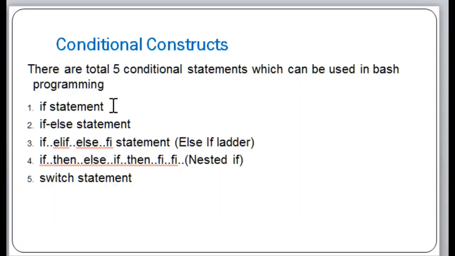Bash programming. The first one is going to be an if statement. The second will be an if-else statement. The third will be an if-elif-else. We kind of just keep going back and forth between the else and else if. The fourth is if, then, else, if, then, end, so nested ifs. We could have an if, then, else, and then within that if statement, we have a whole other if-then statement. And then we have switch statements.